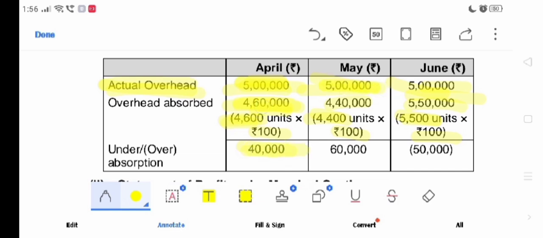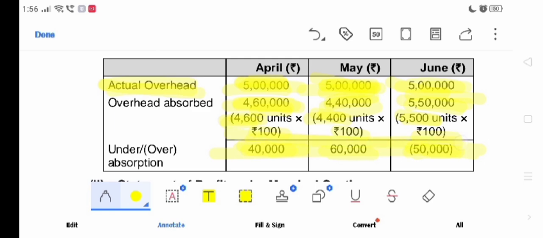In May, what is the actual overhead you need to absorb? 5 lakh they have given, no. The production fixed overhead they have given us is 5 lakh, but we have absorbed only 4 lakh 40. So 60,000 is under absorption. In June they have given 5 lakh production overheads to absorb, but we have absorbed 5 lakh 50,000 as production overheads. 50,000 we have over absorbed. So this we need to adjust in the profit statement.